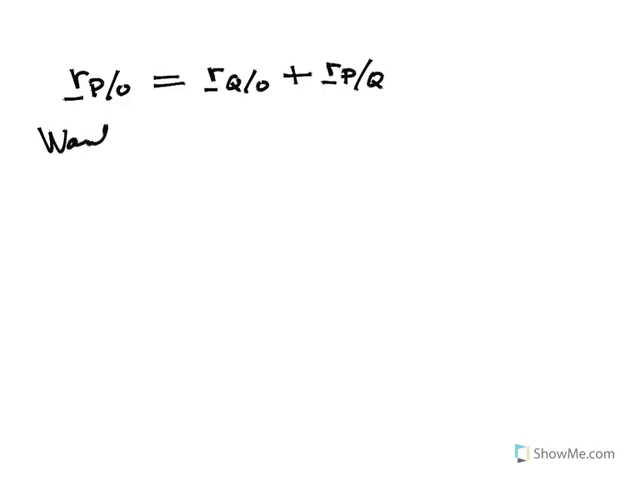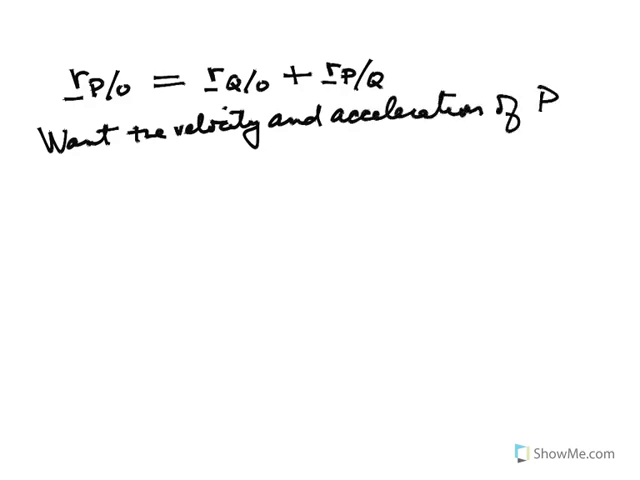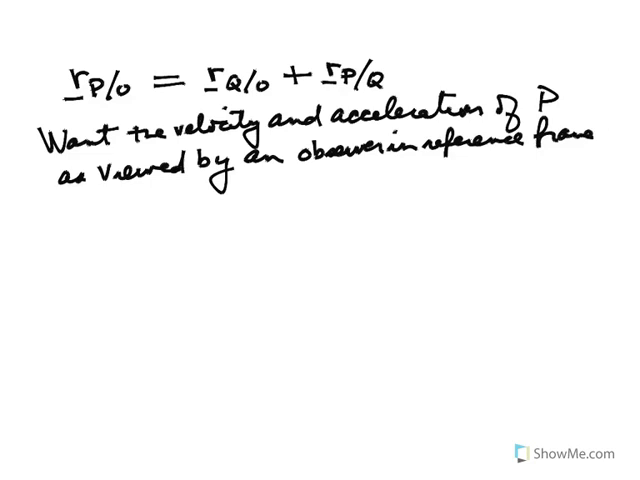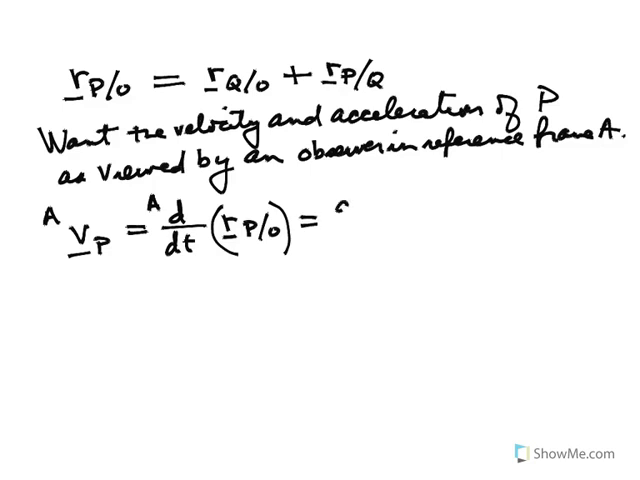So we want the velocity and acceleration of P as viewed by an observer in reference frame A. We know that the velocity of point P in reference frame A is equal to the rate of change in reference frame A of the position of P relative to O. That's equal to the rate of change in reference frame A of the position of Q relative to O plus the position of P relative to Q.